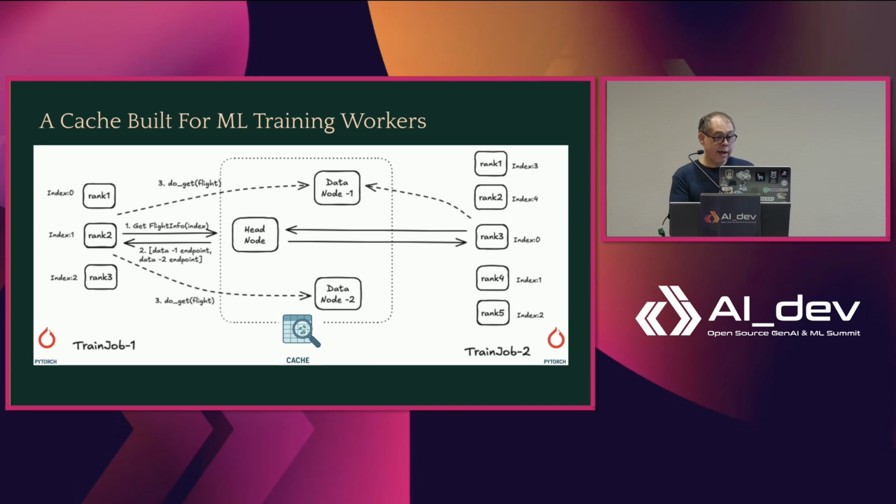Once we have the cache built, we can also access this cache from multiple training jobs. Here on the left, we get the flight info from the different data nodes and what part of the data rows we want to access, and we do a DoGet Apache Arrow Flight operation to get the data. On the right, we have another training job that could access that data by accessing the head node and knowing where to get that data from.